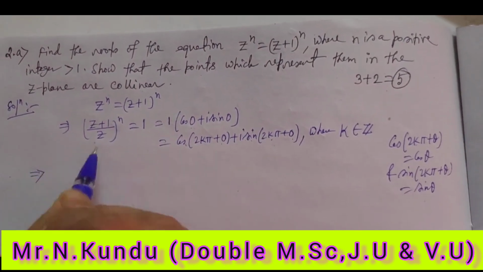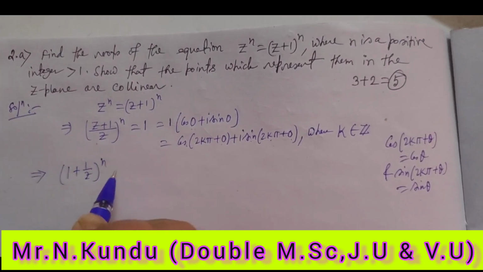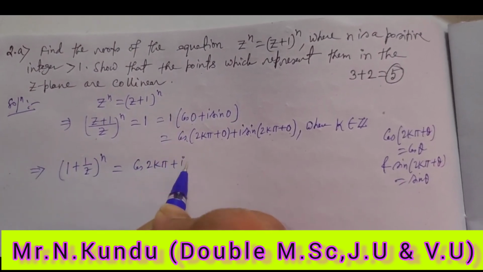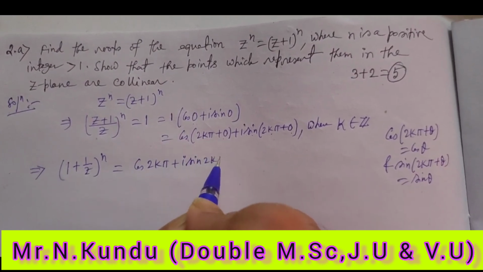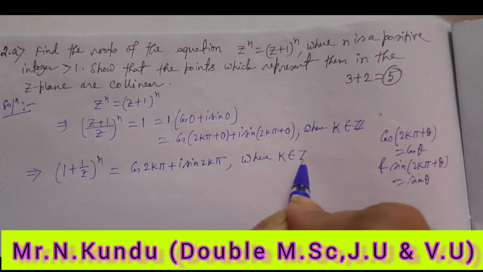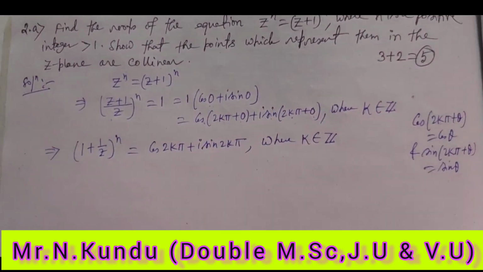So this implies (1 plus 1 upon z) to the power n is equal to cos 2k pi plus i sin 2k pi, where k is any integer. So up to this step, k is any integer.